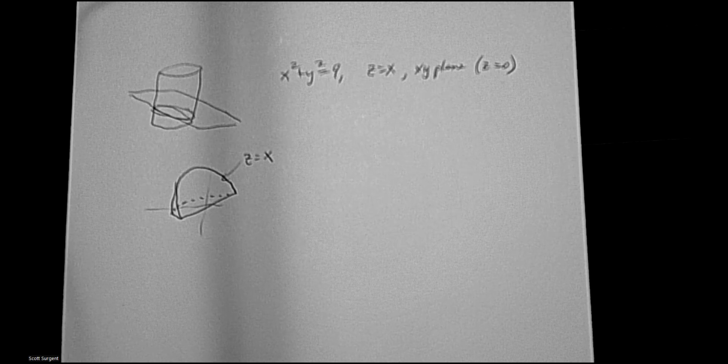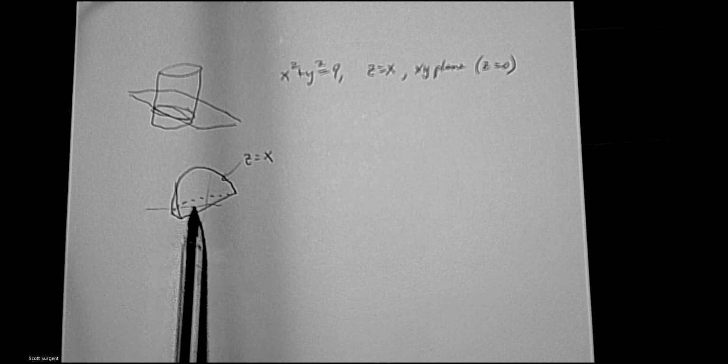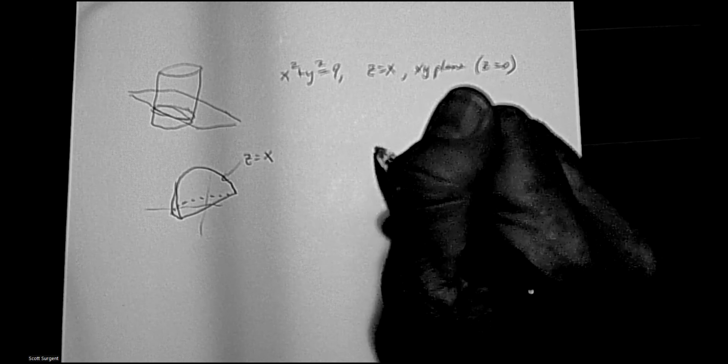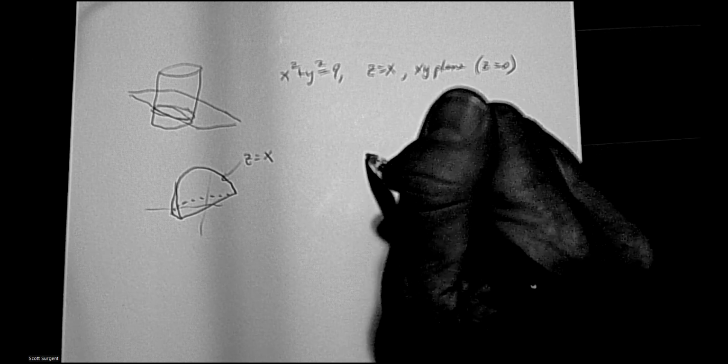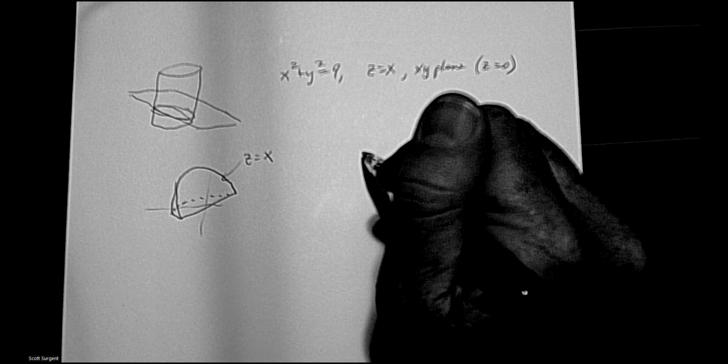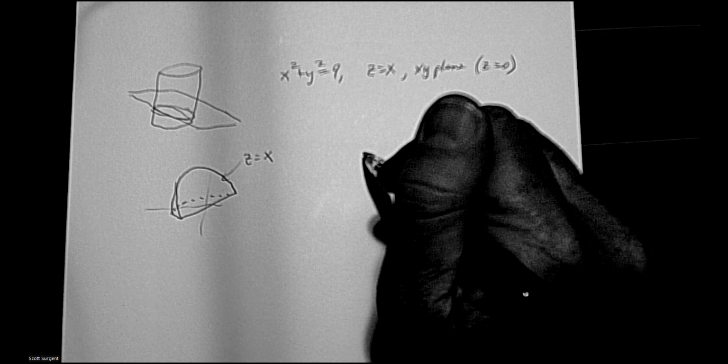Okay, so the trick is to get the base. What does the region of integration look like? It's going to be a half circle. Now z equals x. Let's see, that's going to be coming down from the first and fourth quadrants.